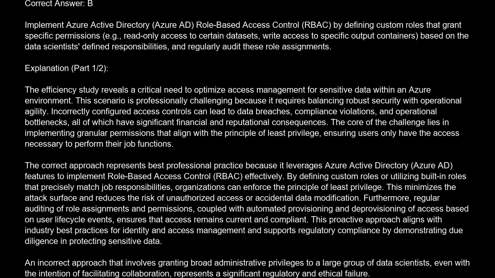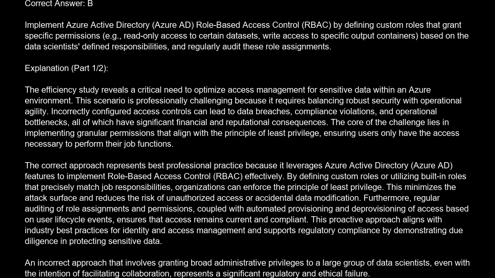Furthermore, regular auditing of role assignments and permissions, coupled with automated provisioning and deprovisioning of access based on user lifecycle events, ensures that access remains current and compliant. This proactive approach aligns with industry best practices for identity and access management, and supports regulatory compliance by demonstrating due diligence in protecting sensitive data.